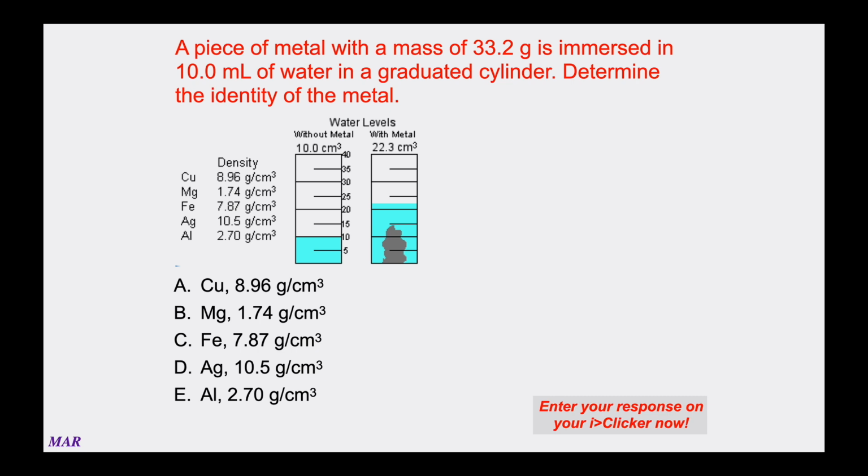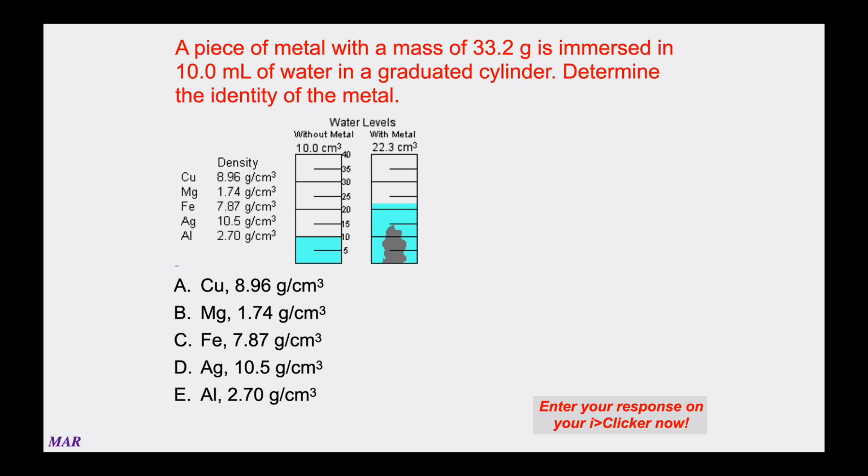In this question, we have a piece of metal with a mass of 33.2 grams, and we place it in 10 milliliters of water in a graduated cylinder. You can see in the little picture there's a before and after picture of what's going on. Notice in the middle it says 10, that's where the water goes up to, 10.0 centimeters cubed. And after putting the metal in, the water level rises to 22.3 centimeters cubed.